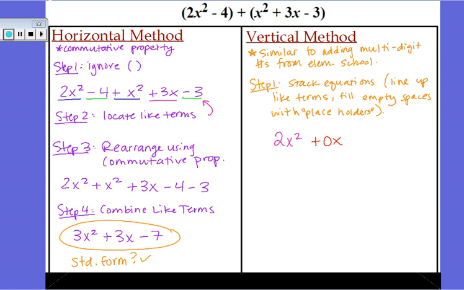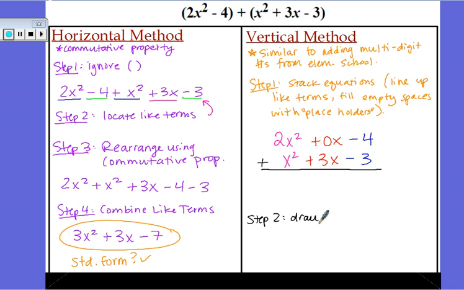And then minus 4. And we'll stack that on top of x squared from the second polynomial. And then plus 3x from the second polynomial. And then minus 3 from the second polynomial. Okay, once we do that, after step 1, step 2 is to draw your line and add.